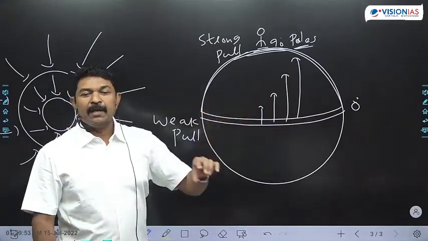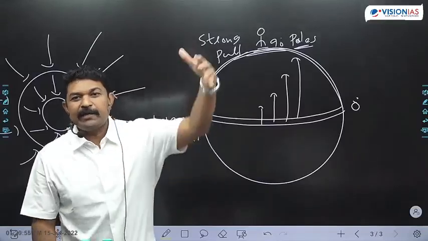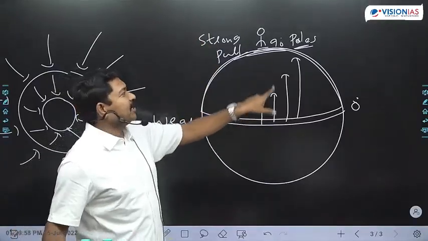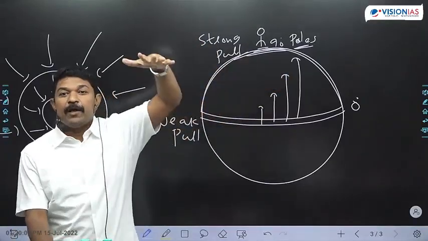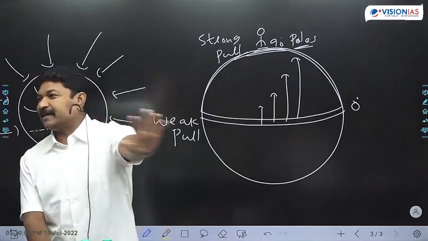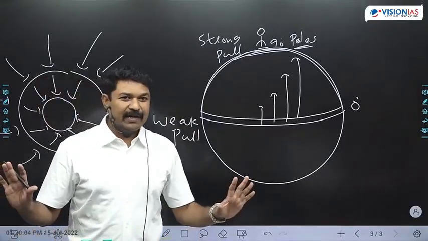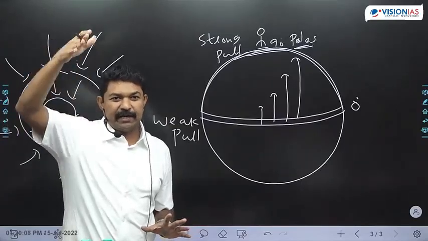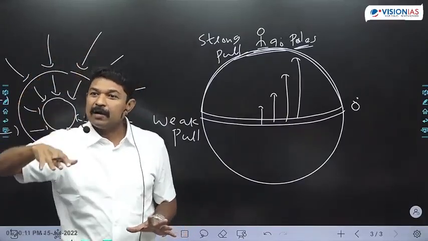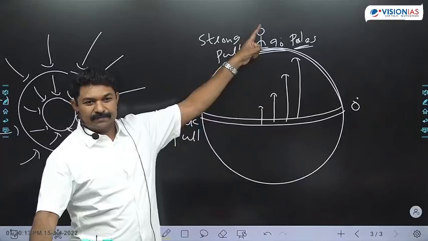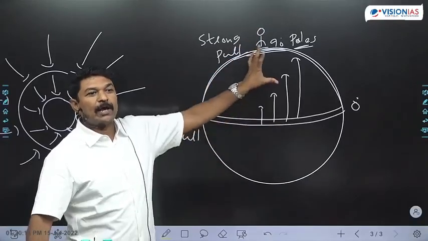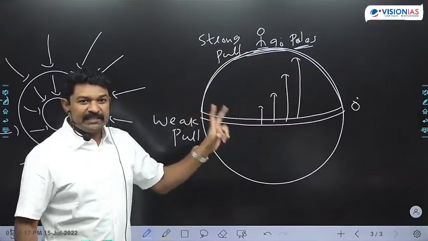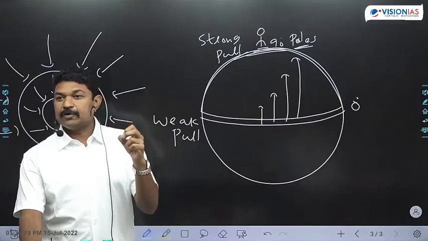What is happening? The gravity will keep on increasing from the equatorial region to the polar region because of reducing surface area. Everyone clear? Because of reducing surface area, the gravity keeps on increasing from equatorial region to polar region. Fine? This is called the gravitational force studies.